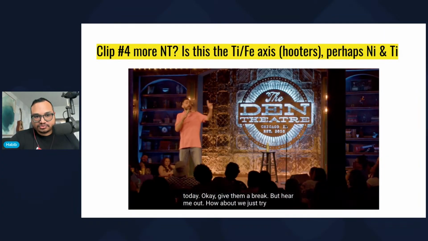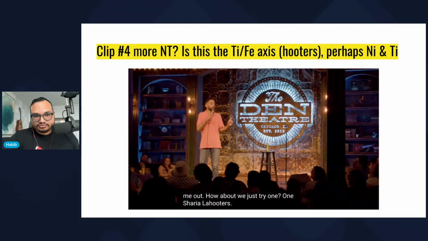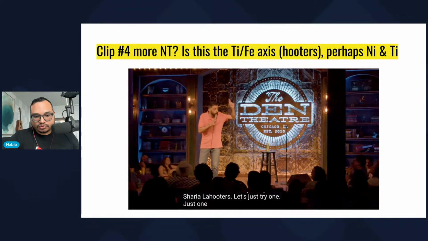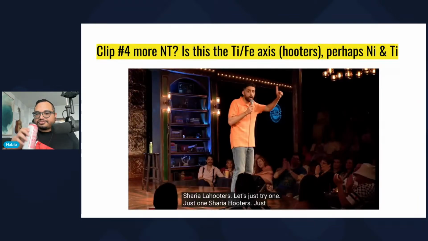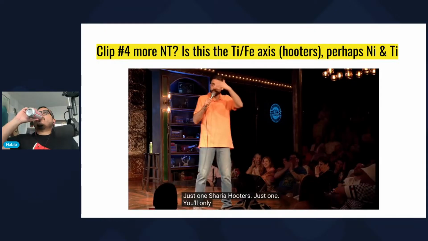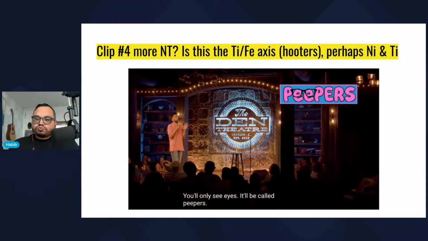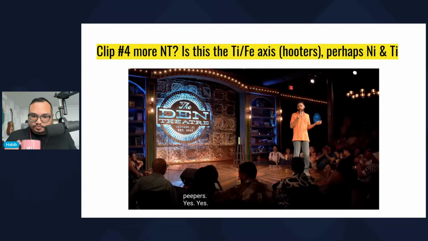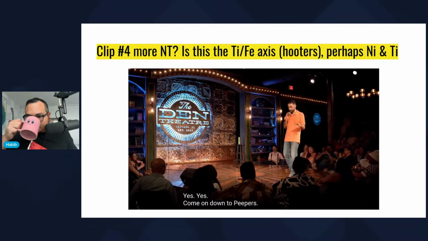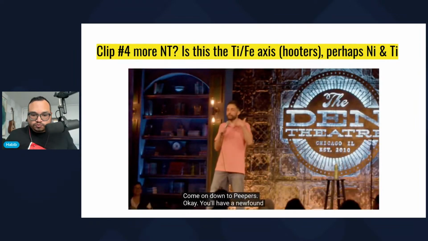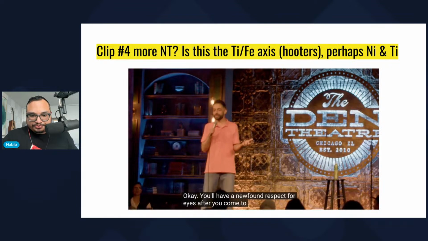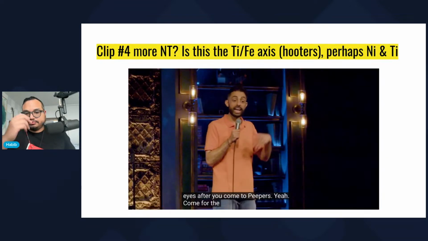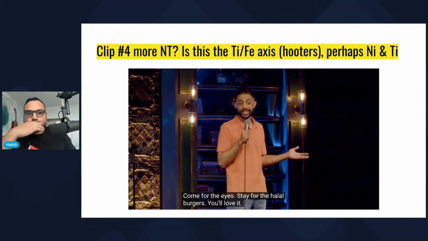How about we just try one Sharia law Hooters? Let's just try one. Just one Sharia law Hooters. Just one. You'll only see eyes. It'll be called Peepers. Yes. Come on down to Peepers, okay? You'll have a newfound respect for eyes after you come to Peepers. Yeah. Come for the eyes, stay for the halal burgers. You love it.